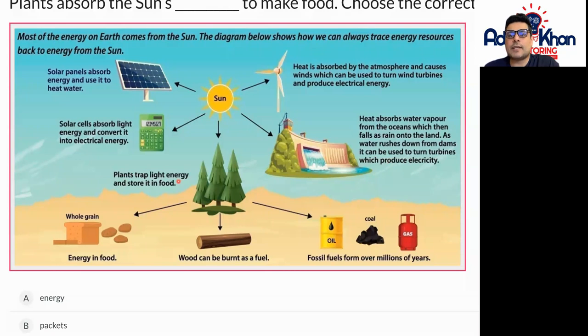Plants trap light energy from the sun and store it in food. So, for example, we have energy that we get from food. Wood can be burnt as a fuel, and fossil fuels form over millions of years, and they also trap light energy and store it within themselves over many years as well.